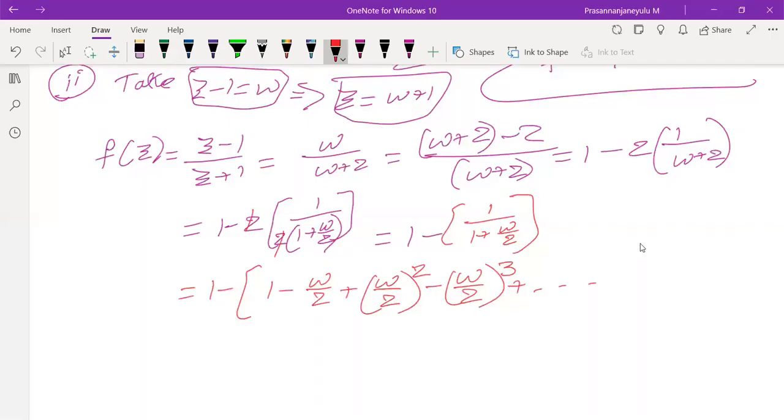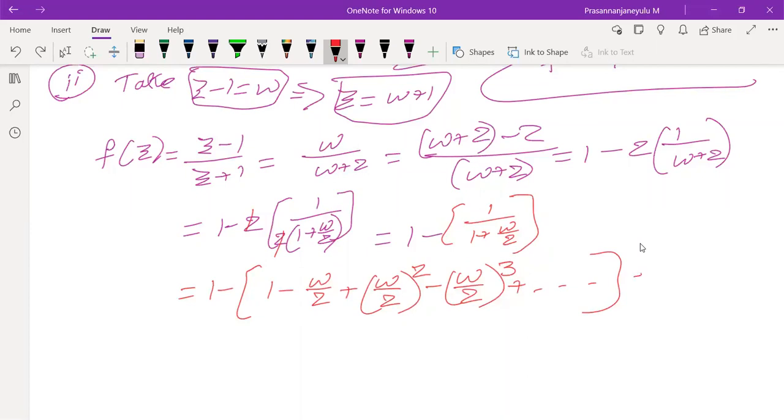So what we are doing here: f of z equals z minus 1 by z plus 1, replacing in terms of w, we get 1 minus 2 into 1 by w plus 2. But we do not have any formula for 1 by 2 plus w. So we have to reduce the denominator to the form 1 plus something. Taking 2 common in the denominator, we are going to get like this. Then if you observe, this is like the 1 by 1 plus z formula.